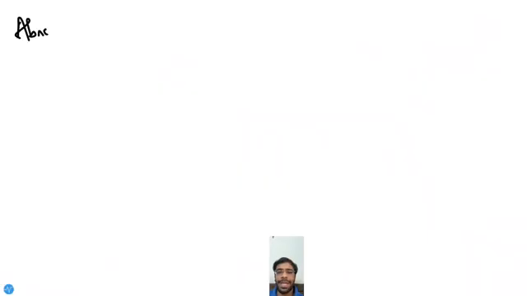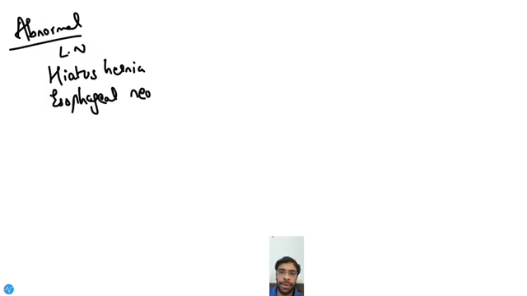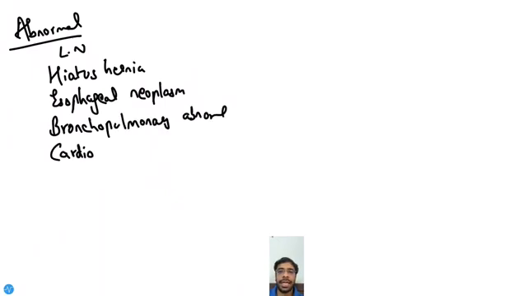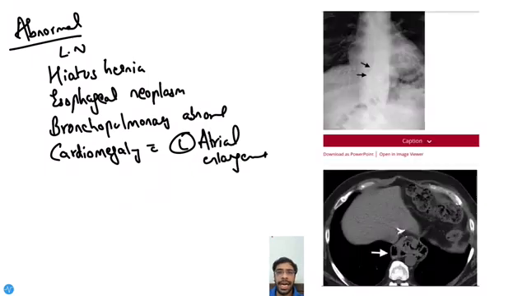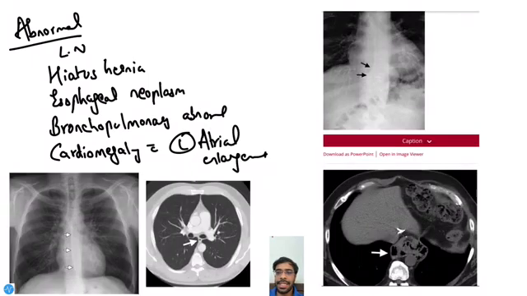Abnormal pathology of the azygoesophageal recess indicates lymph nodes, hiatus hernia, esophageal neoplasm, bronchopulmonary abnormalities, and cardiomegaly with left atrial enlargement. Again, if abnormal, then convexity is seen, and on your left there is a comparison of the normal, and on your right the arrow mark is showing how abnormal convexity will indicate pathology.